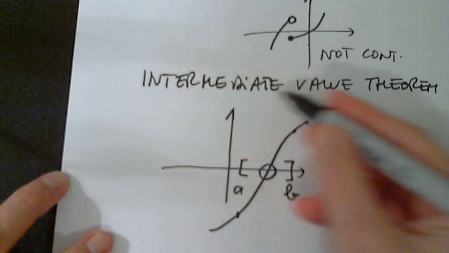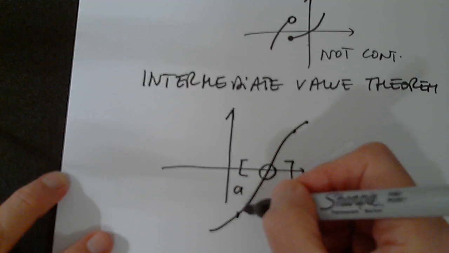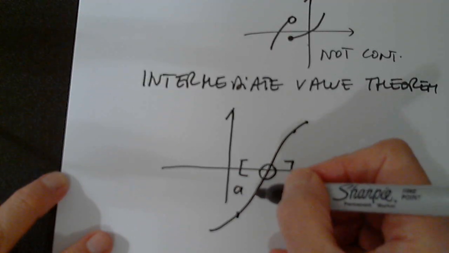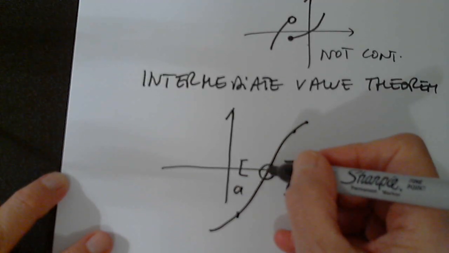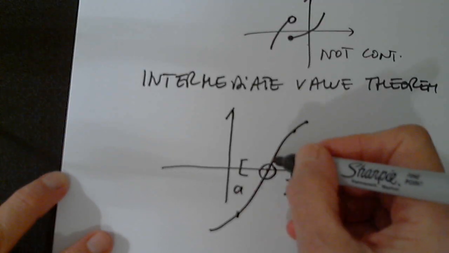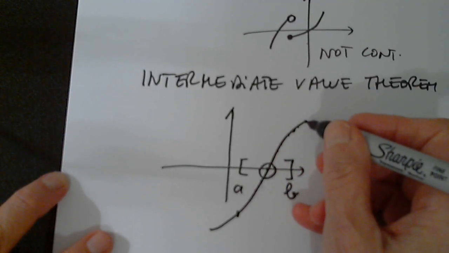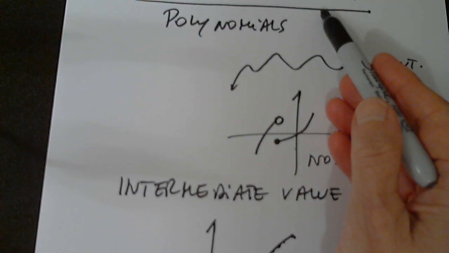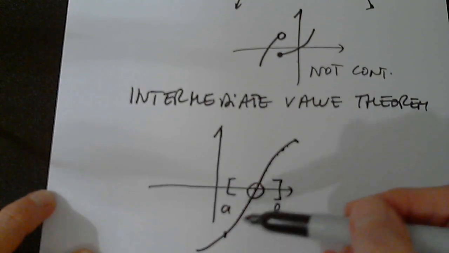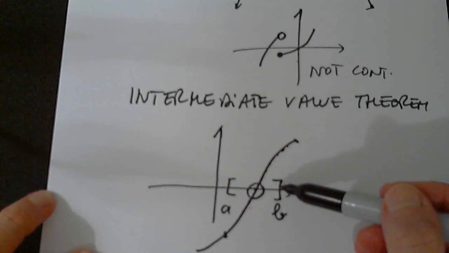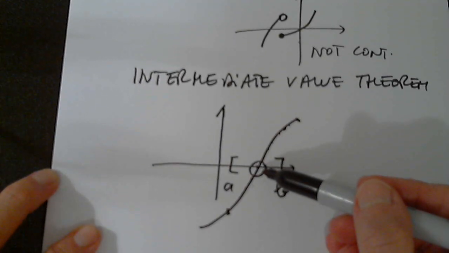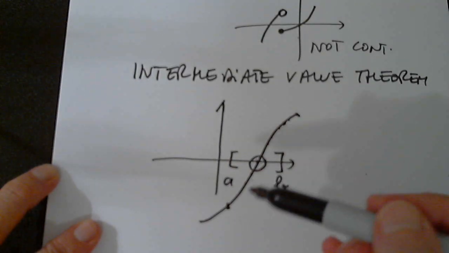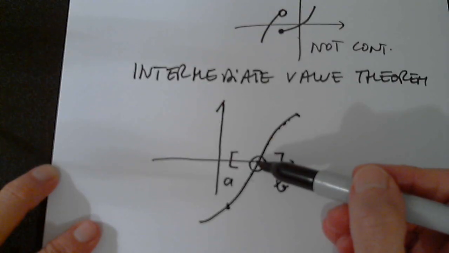It goes one after the other, one after the other. It has to go through 0 and then continues to positive. That's all it means. If the function is continuous and it changes sign on an interval, it must have a 0 there. It must have an x-intercept there. That's it.